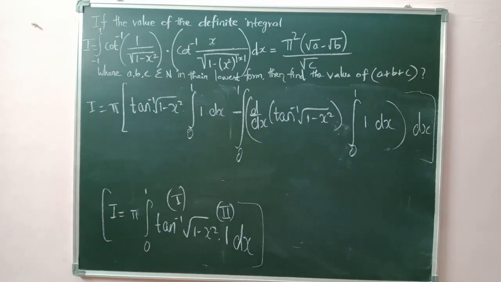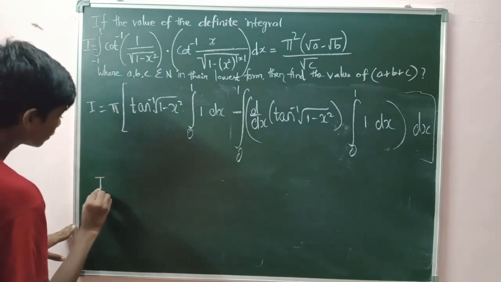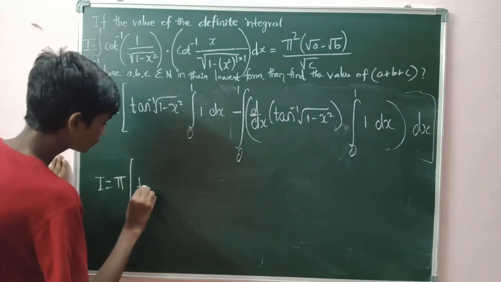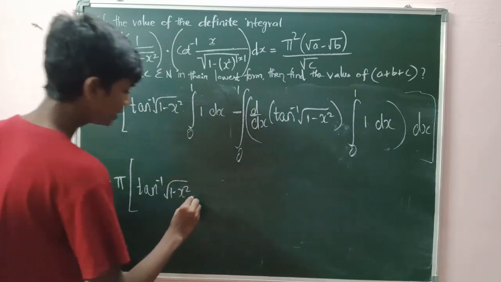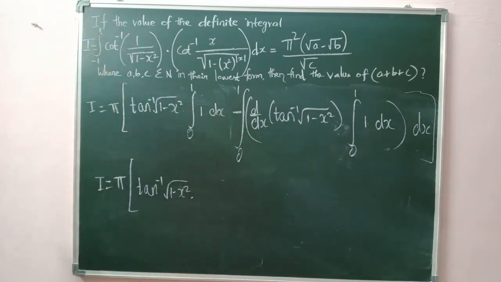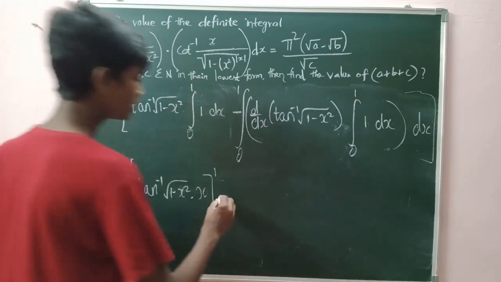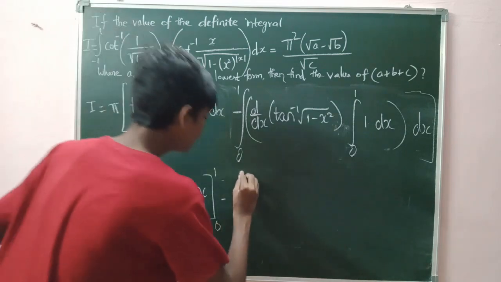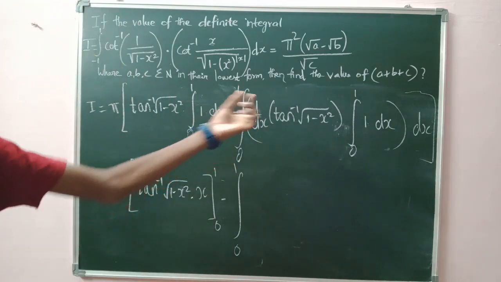So this I will write as the final answer. Okay, so I will be nothing but pi times of tan inverse of root of 1 minus x square, then times integral of dx is x, right? So into x, and from 0 to 1, then minus of integral, this whole integral from 0 to 1 times d by dx of tan inverse of root of 1 minus x square.